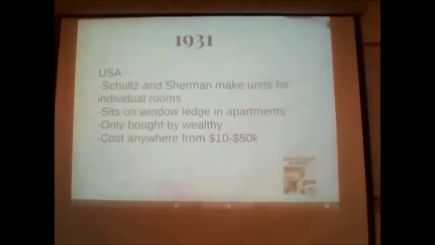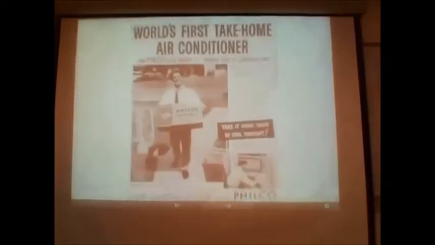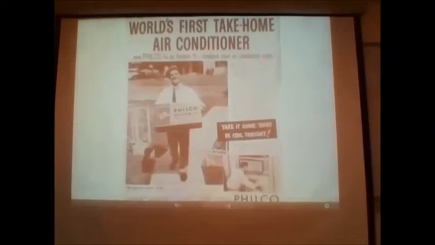In 1931 in the US, Schultz and Sherman made air conditioning units for individual home rooms. It was the first time they used window ledges for the air conditioning unit, and it was only bought by the wealthy. It cost anywhere from 10 to 50K. And this is an ad trying to get people to install the air conditioner and how they can be cool, and it shows somebody in the corner installing it. Like, oh, it's so easy, you can do it yourself.